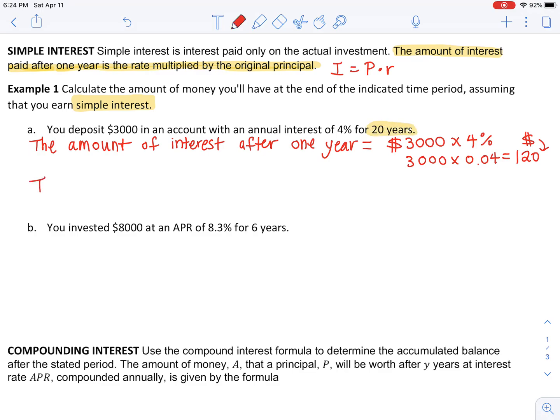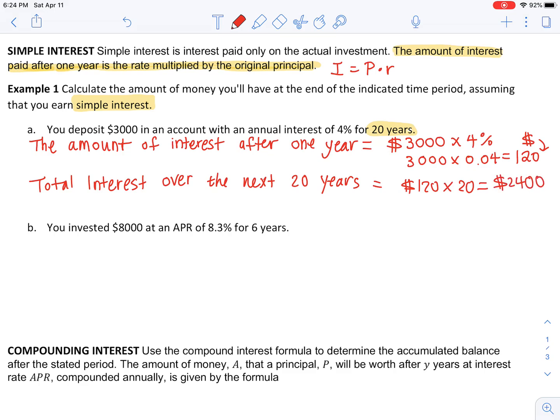So the total interest over the next 20 years is going to be, well, there's $120 every year for the next 20 years. So you will do 120 times 20, and that amount is 2,400. So this is how much you're making. This is your profit for depositing your $3,000 to this bank or somewhere for the next 20 years. You're letting them borrow your money.